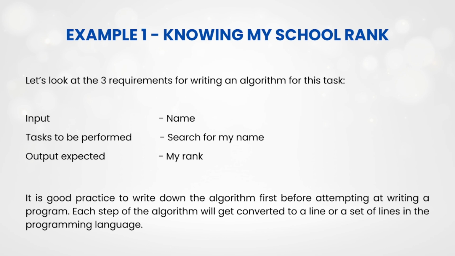Let's look at a simple example to understand how algorithms work. If I want to know my school rank, here are the three requirements. The input is my name, the task is to search for my name, and the output is my rank. This shows why it's good practice to first write down the algorithm before writing any program, because each step in the algorithm will later be converted into actual code.